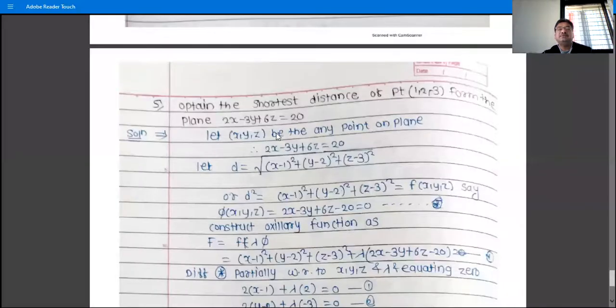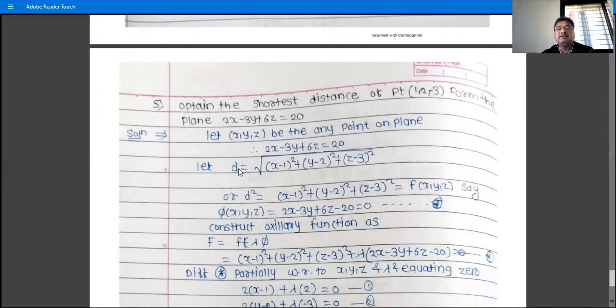Next problem: obtain the shortest distance of the point (1, 2, -3) from the plane 2x - 3y + 6z = 20. Let (x, y, z) be any point on this plane. Therefore, 2x - 3y + 6z = 20. That is, this point satisfies the equation because it lies on the plane.